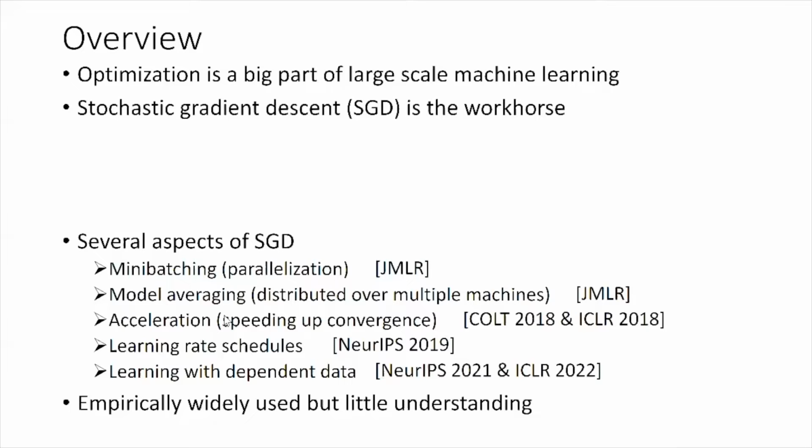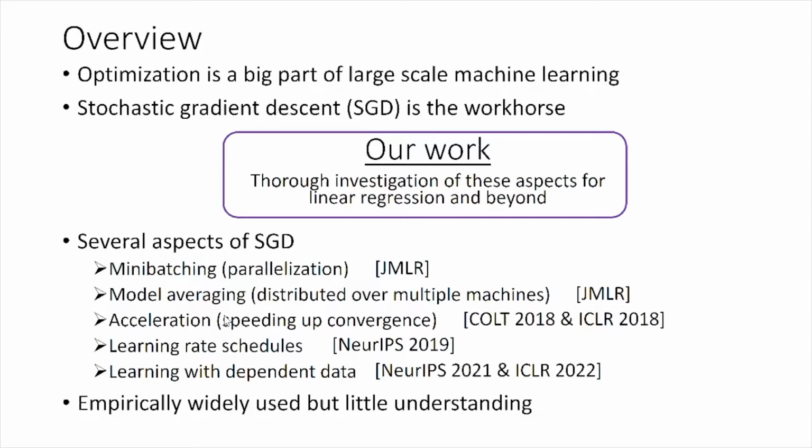And similarly, what do we do when we encounter not independent data but dependent data, such as the ones that arise in time series analysis or reinforcement learning and so on. As I mentioned, while SGD is widely used and has been observed to have very good performance, how exactly each of these aspects is tuned is quite important for its good practical performance. So our work has been to do a thorough investigation of all of these aspects, particularly for linear regression and also beyond linear regression, at least in some settings theoretically and in several settings also empirically.